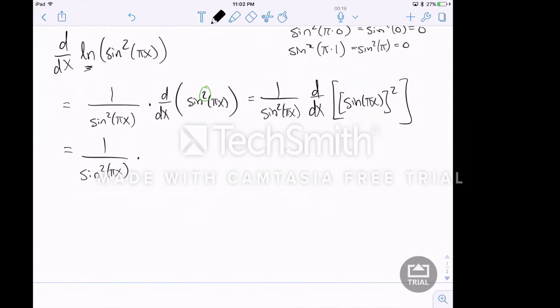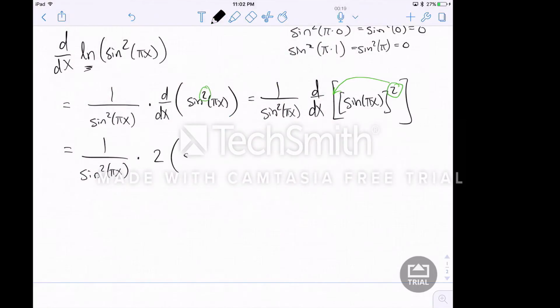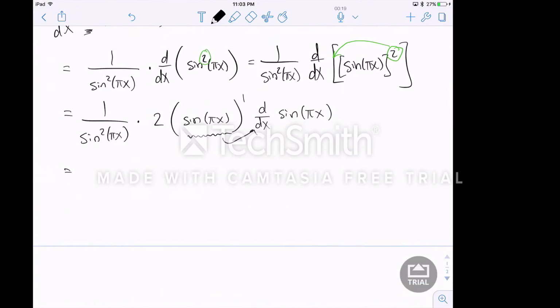Now, when we take the derivative of this, this squared is basically acting as our outside function. So we take the derivative as if that was just x. So we bring the 2 down, leaving the inside argument alone to the first power because we subtract 1 from the exponent. And now we multiply by the derivative of the inside. So we keep working our way in. Okay, so we keep going.